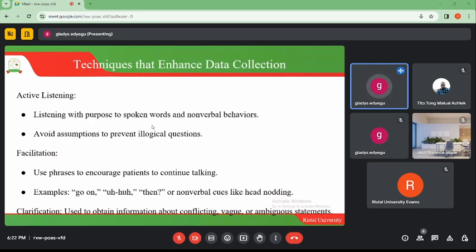And then the other thing is clarification. Clarification is used to obtain information about conflicting or vague or ambiguous statements. If you've not understood very well what the patient is saying, you can seek clarification so that you are able to understand. Maybe he has told you a statement and you don't understand. Then you say, what did you say? Do you mean this? Then the patient will clarify.